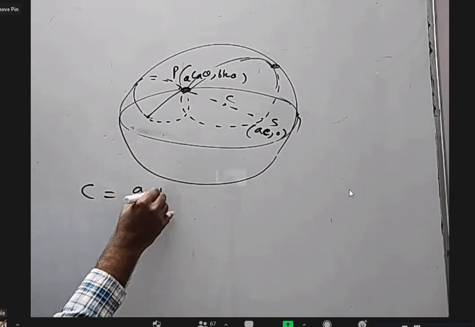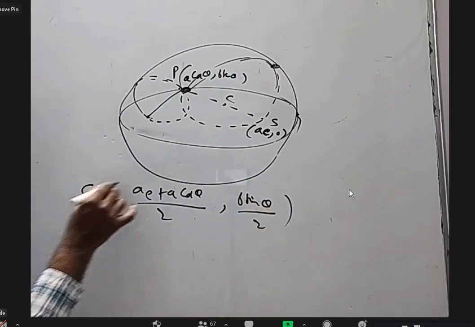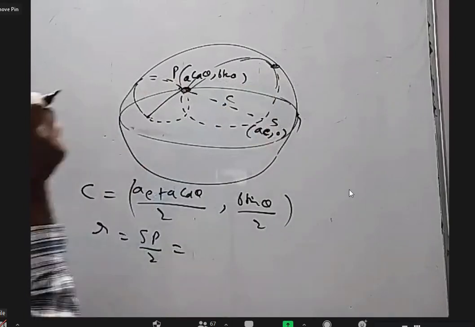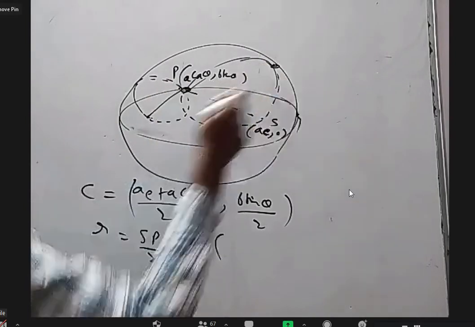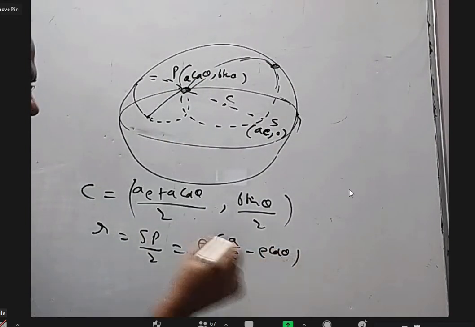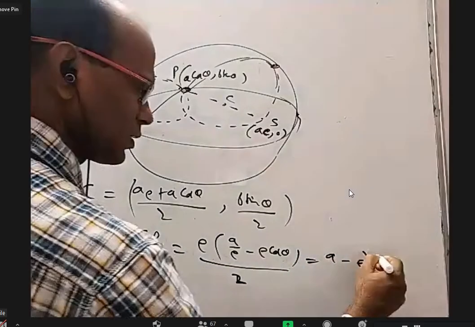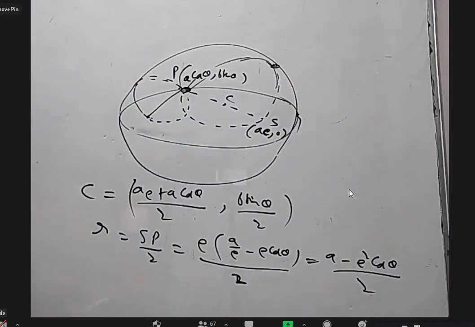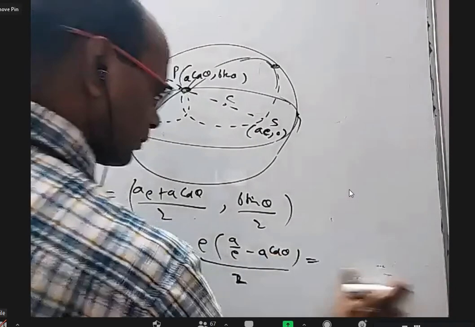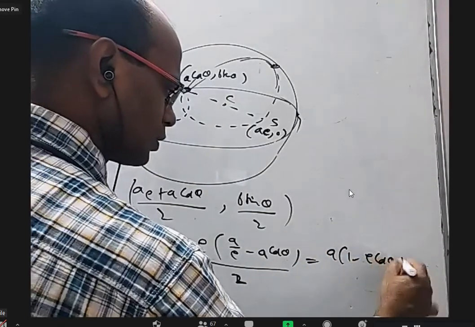This is P. Center, and this is S, and this is P. Center is (AE plus A cos theta)/2, (b sin theta)/2. What is the radius? SP by 2. But for SP distance, we have the formula E into PM. So E into PM is from A by E, you have to remove this. So A by E minus E cos theta. We have a formula (A minus EX)/2. That will be (A minus E square cos theta)/2. This is not E cos theta, A cos theta. That is, if I take E inside, A into (1 minus E cos theta)/2.